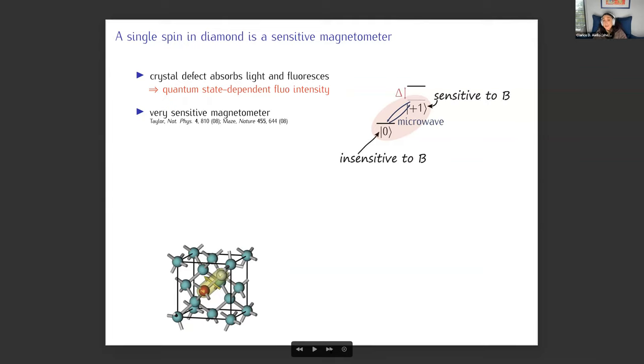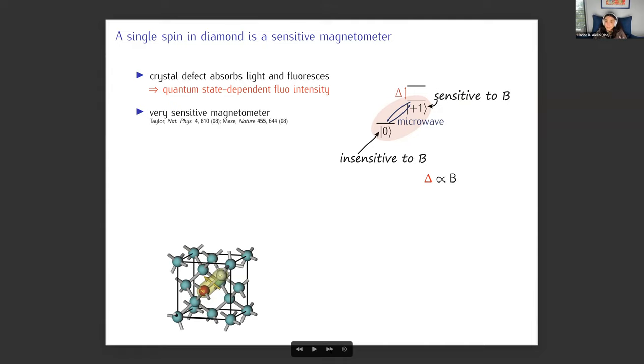It turns out that the state that I put there as zero is insensitive to magnetic fields. That is, if it's immersed in a magnetic field, it really doesn't care. Whereas the state that I put there as one is sensitive to magnetic fields. In the presence of a magnetic field, it will get promoted in energy by a tiny amount that I call delta. And delta, some of you might have seen this as the Zeeman interaction or Zeeman energy, is directly proportional to the magnitude of the magnetic field that it sees.